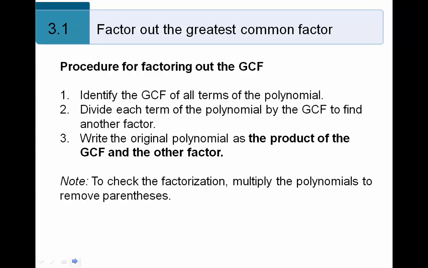So here's a procedure for factoring out the greatest common factor. First, you're going to identify the greatest common factor of all the terms of the polynomial. So identify the GCF. Then you're going to divide each term of the polynomial by the GCF to find another factor. Then you're going to write the original polynomial as the product of the GCF and the other factor. And then just note, to check the factorization, you can multiply the polynomials to remove the parentheses.